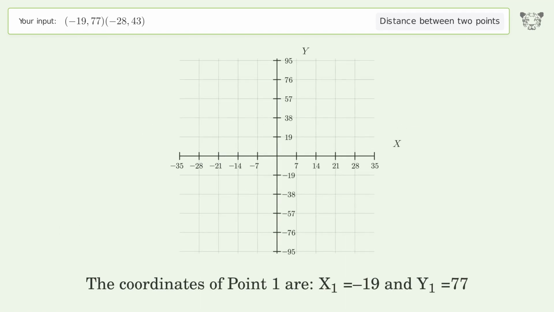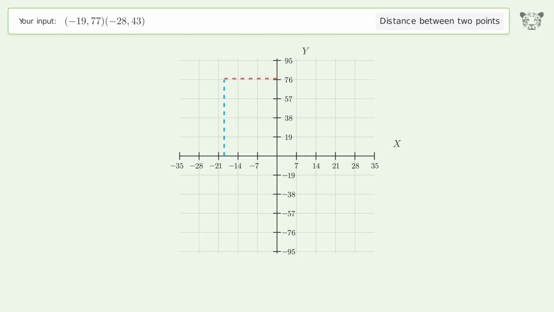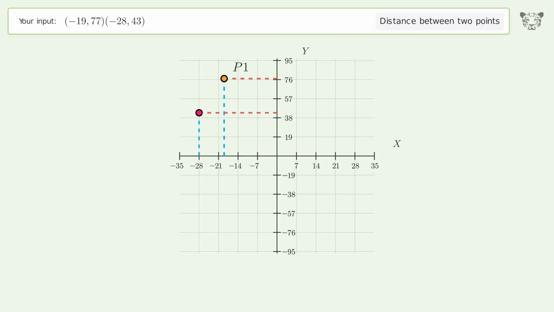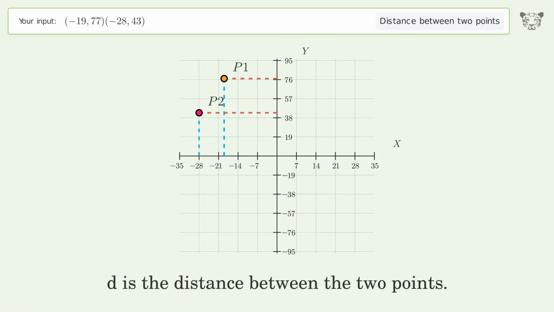The coordinates of point 1 are x1 equals -19 and y1 equals 77. The coordinates of point 2 are x2 equals -28 and y2 equals 43. D is the distance between the 2 points.